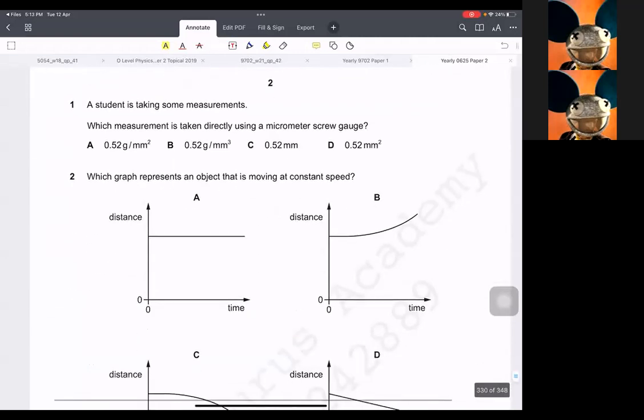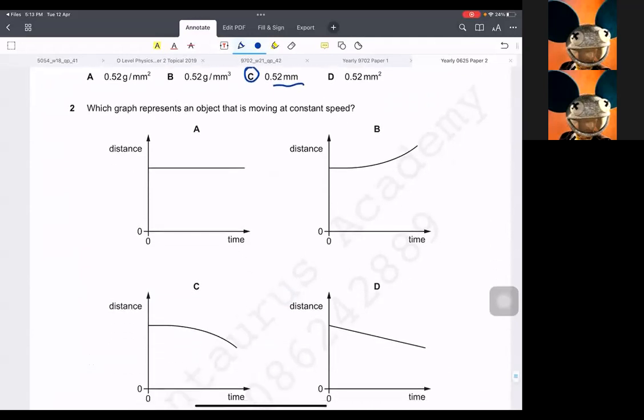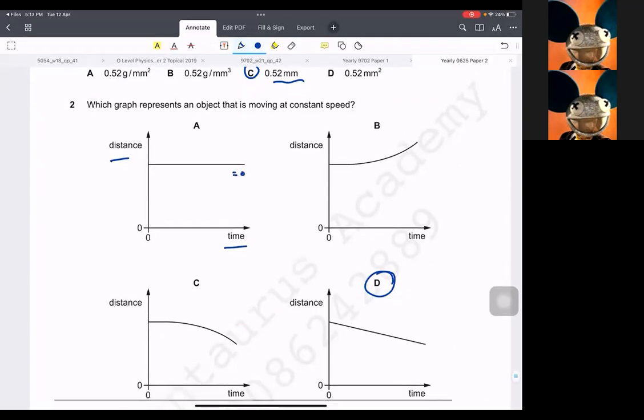The first question is students taking some measurement. Which measurement is directly using a micrometer? So micrometer would be C, right? So that's the length. Which graph represents moving at constant speed? This is a distance time graph. So constant speed would be a straight line like this, right? It's a straight line and slanted one. This is zero speed, by the way.